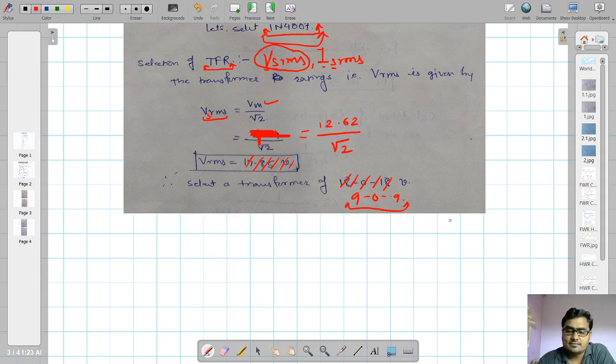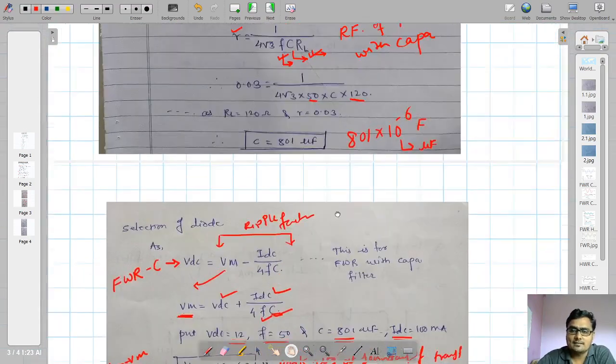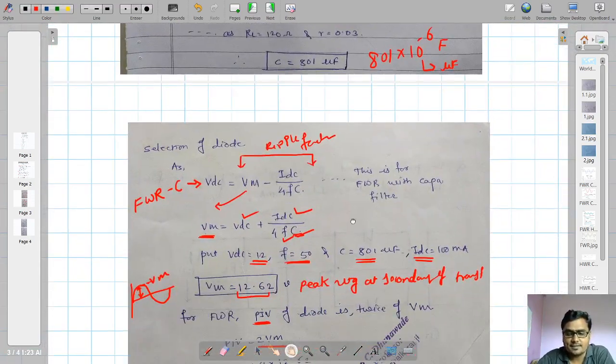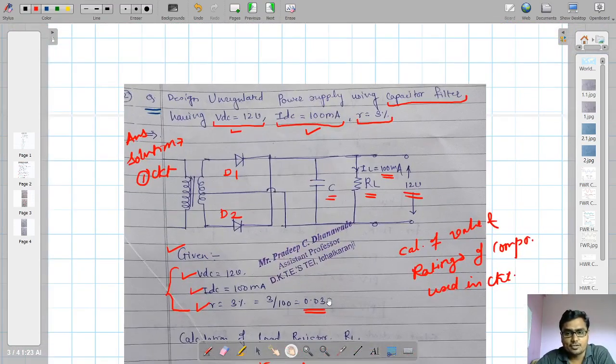See, we have selected transformer also, and this is the actual designing of full wave rectifier with capacitor filter, is it? Now we started numericals with rectifiers, without filters. Then we completed two numericals without filter. Then we started with filter. We have selected only basic filter, that is C type of filter.